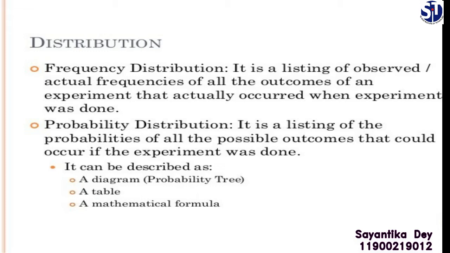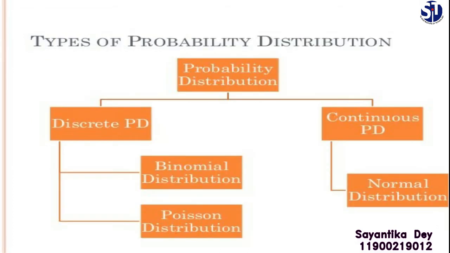Probability distribution can be described as a diagram like a probability tree, a table, or a mathematical formula. There are two types of probability distribution: discrete PD and continuous PD. There are two types of discrete PD: binomial distribution and Poisson distribution. There is one type of continuous PD, the normal distribution.